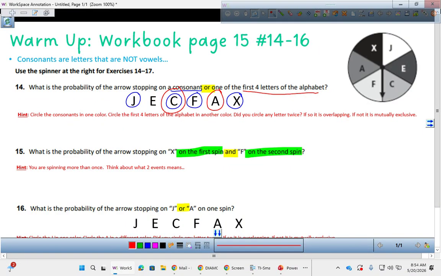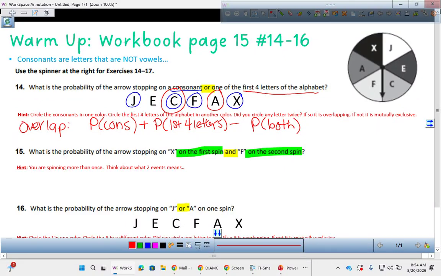That's an overlapping event. So with overlapping probability, what we do is we take the probability of the first event, which is a consonant, and we add it to the probability of the second event, which is the first four letters of the alphabet, and we subtract anything that happens at the same time.